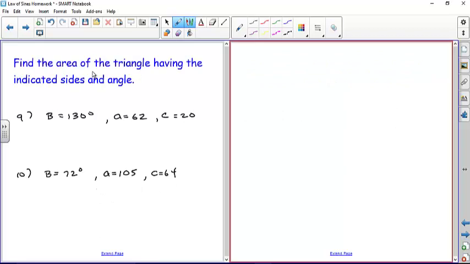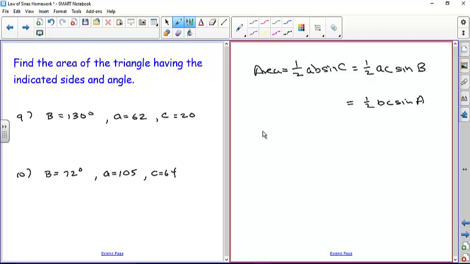Now the next one is to figure out the area of the triangle. So we've got these formulas, which say that the area is equal to 1/2 A times B times the sine of angle C, or 1/2 AC times the sine of B, and the third one is 1/2 BC times the sine of A. You just take two sides and then multiply by the sine of the other angle.